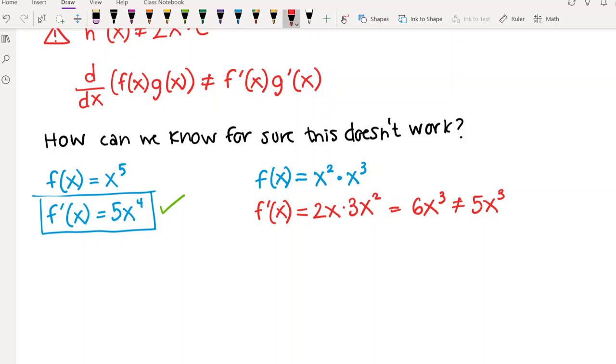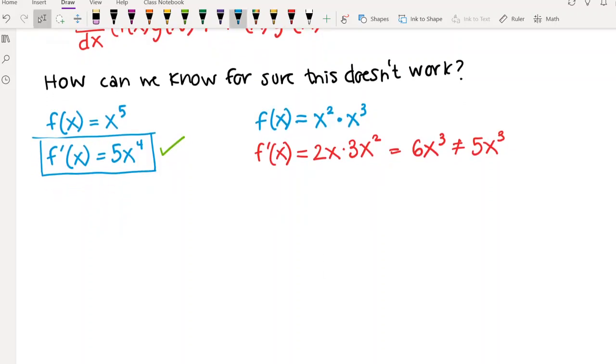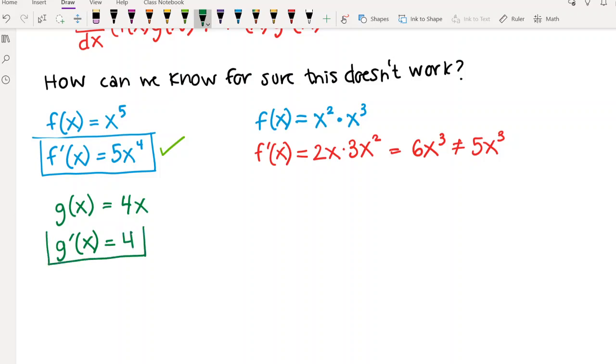Maybe even just to give a more convincing example, what if our original function was, I don't know, let's just say a constant, so like 4 times x. So we know that the derivative of a constant times x is just going to be the slope of that line. So it's just going to be 4. So we know for sure from previous classes that that is our derivative. But if you tried to use this other rule, so if we tried to say, okay, this is 4 times x, let's use this incorrect product rule.